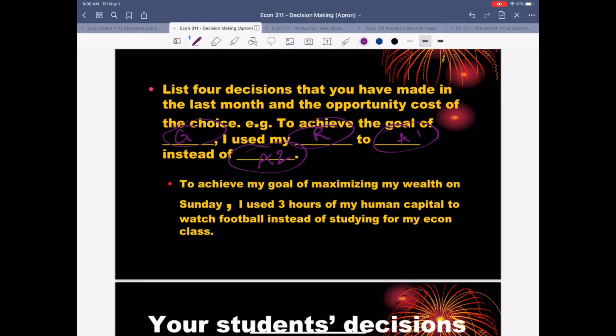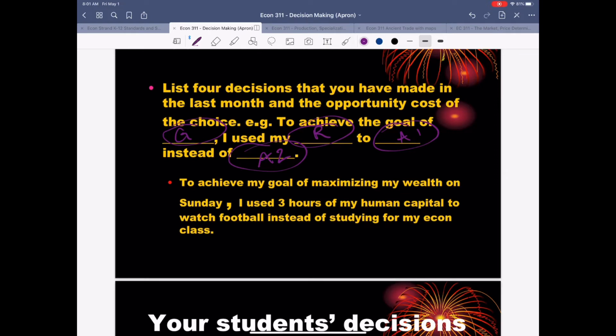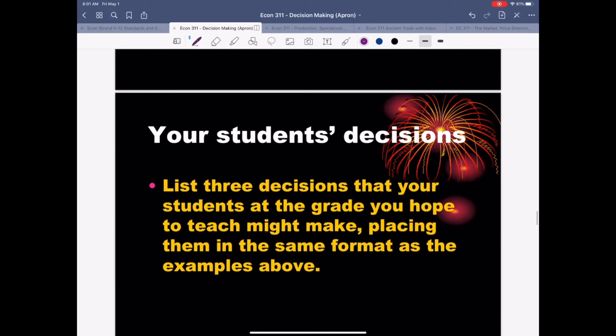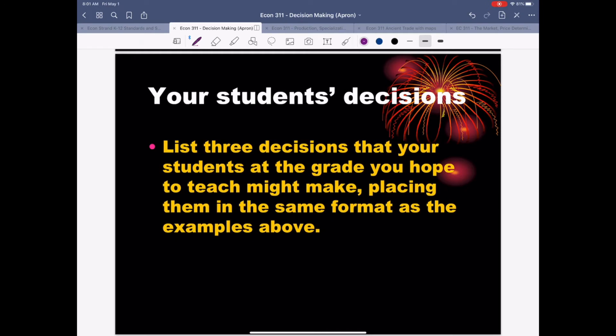So if you have first grade students, they might be deciding what to do during recess, what game to play. And so you could have them set a goal, right? To achieve the goal of this, I used my resource. It's almost always going to be their human capital because they are students after all. And then they can identify their 2 alternatives. And it's a really wonderful exercise to connect this process with our students' actual experiences so they can start to see how they are making decisions every day using this decision-making process.